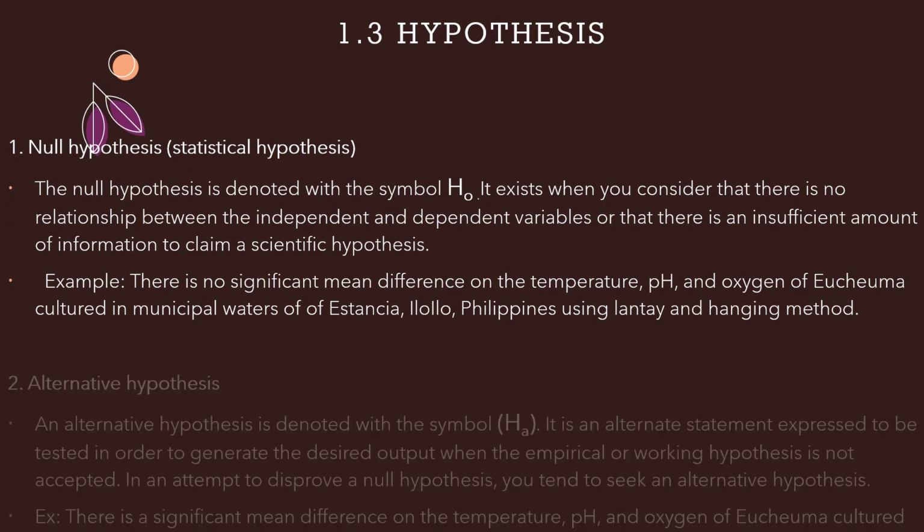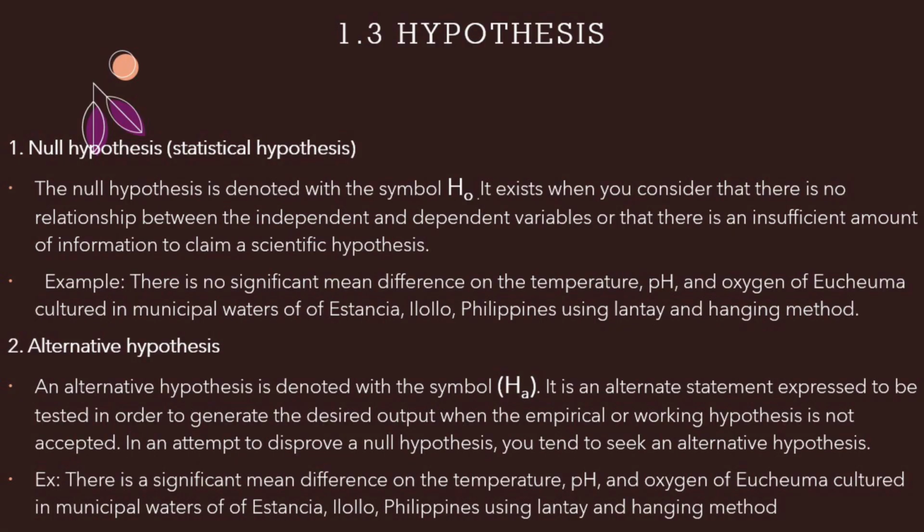There are two general types of hypotheses. First is the null hypothesis, also known as statistical hypothesis. It exists when you consider that there is no relationship between the independent and dependent variables, or that there is an insufficient amount of information to claim a scientific hypothesis stated. It also refers to populations and represents the vehicle by which findings are generalized from the sample to the population.